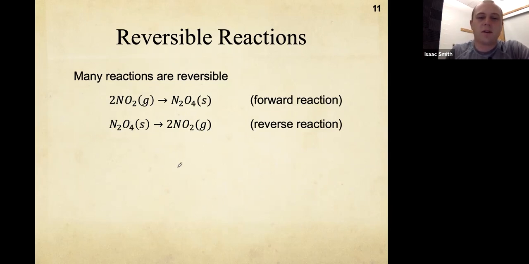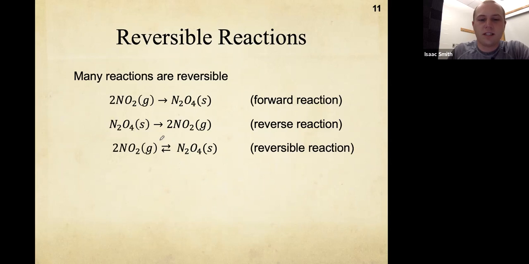So the way that we're going to look at this going forward is you'll see a double arrow when it's a reversible reaction, okay? So if you have a reversible reaction, you'll see this double arrow, and that means that this reaction is happening in the forward direction, and we're also having some reaction happen in the reverse direction.